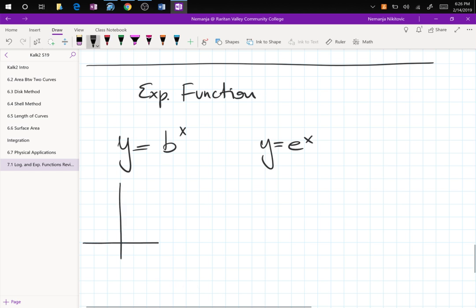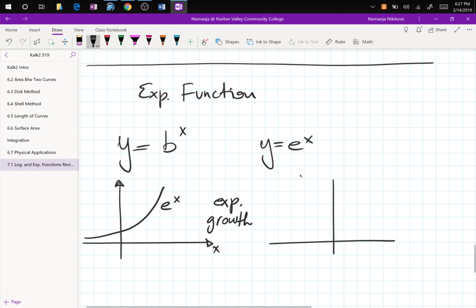The graph would look like this for, let's say, e to the x. And we say exponential growth. And you have the one that looks like this. This is e to the minus x, known as the exponential decay.